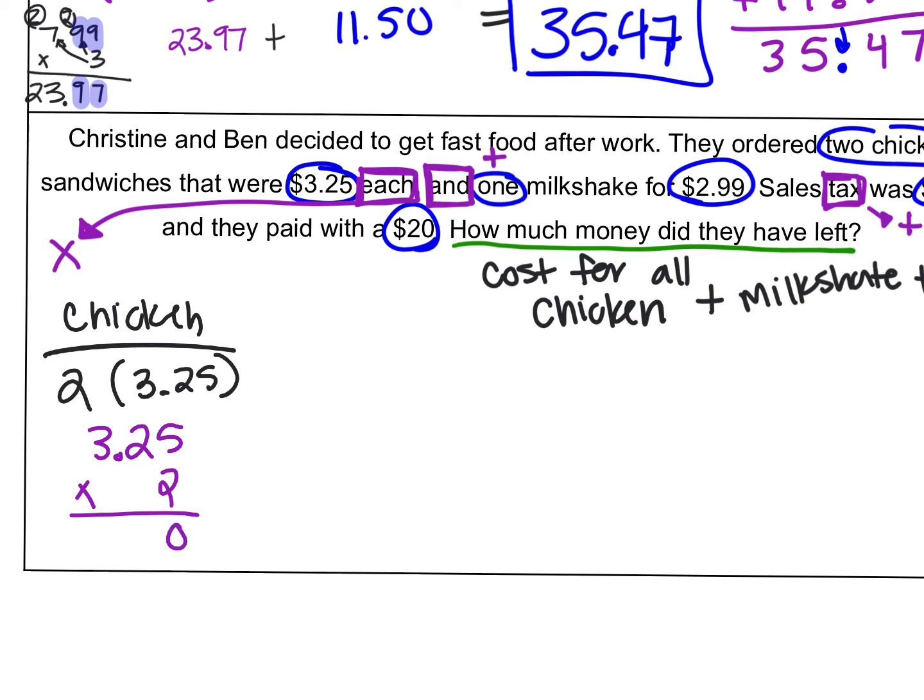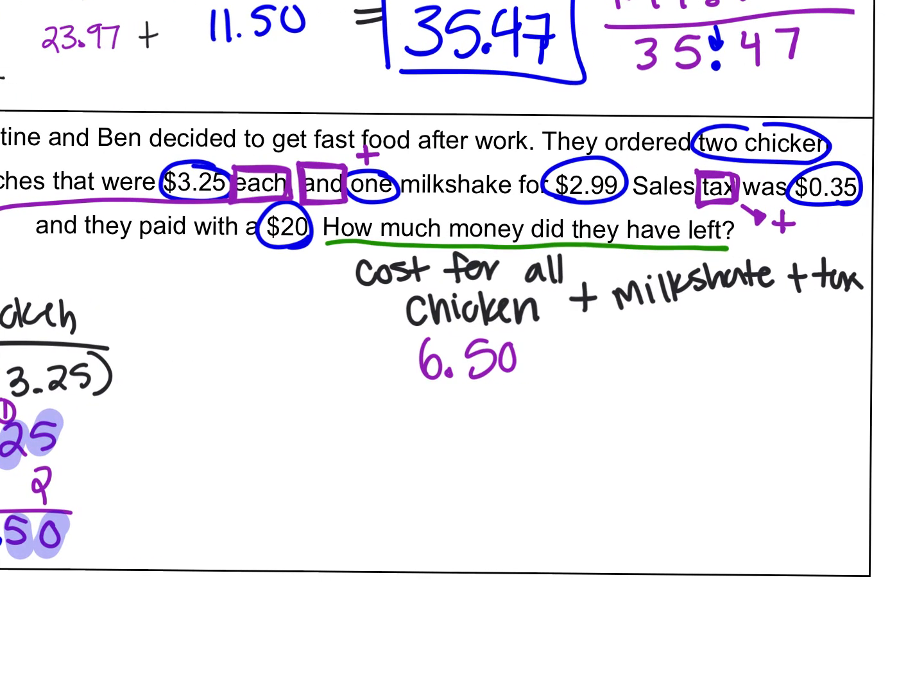Two times 5 is 10, carry the 1. 2 times 2 is 4, plus 1 is 5. And 2 times 3 is 6. In my problem, there's 2 numbers after a decimal. So in my answer, there needs to be 2 numbers after a decimal. So the cost for the chicken was $6.50.